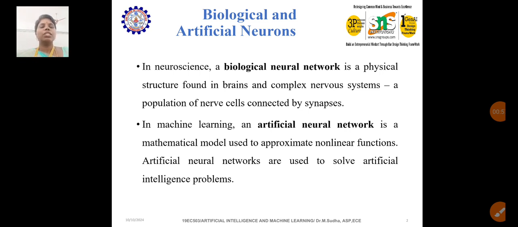First, in neuroscience, a biological neural network is a physical structure found in brains and complex nervous systems, a population of nerve cells connected by synapses. So synapses are the main connective factor present in the neurons. In machine learning, an artificial neural network is a mathematical model used to approximate nonlinear functions. Artificial neural networks are used to solve artificial intelligence problems.